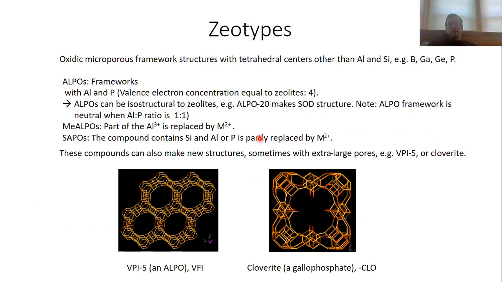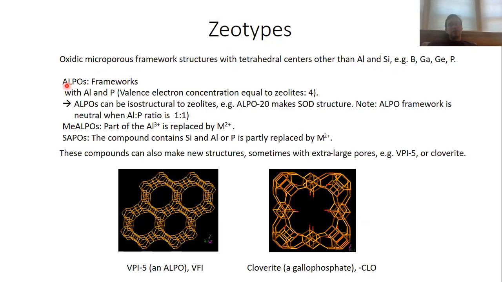All right, now let's do a little bit more structure after we've done so much property. Last but not least, I wanted to talk briefly about so-called zeotypes. Zeotypes are related to zeolites in the sense that they often make the same or at least similar micropore structures, but now the tetrahedral centers are not aluminum and silicon, but other metal cations.